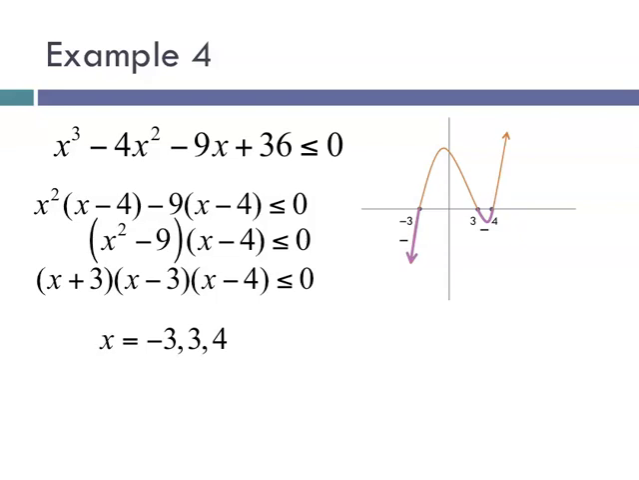Because it's less than or equal to, we want to also include -3, 3, and 4. So for the first interval there, our interval extends from -infinity all the way to -3, and we want to include -3. For our second interval, that goes from 3 to 4, and we want to include both 3 and 4. So we'll use the union symbol here, and then put square brackets on 3, 4.